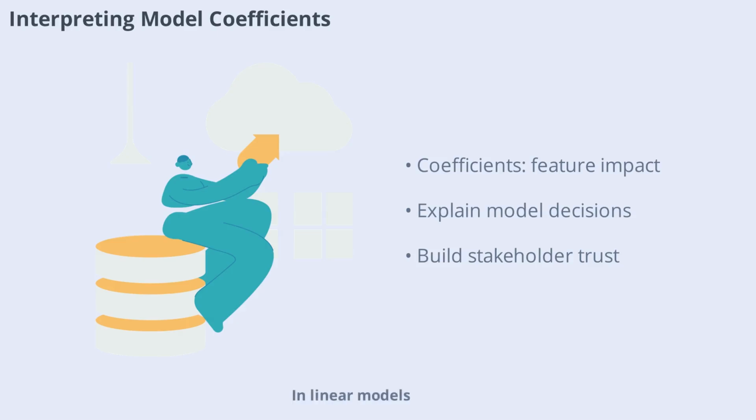variables. In linear models, coefficients show how much each feature contributes to the prediction. Interpreting these values helps you explain your model's decisions and build trust with stakeholders.